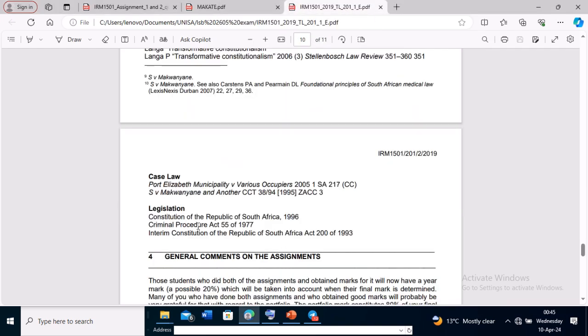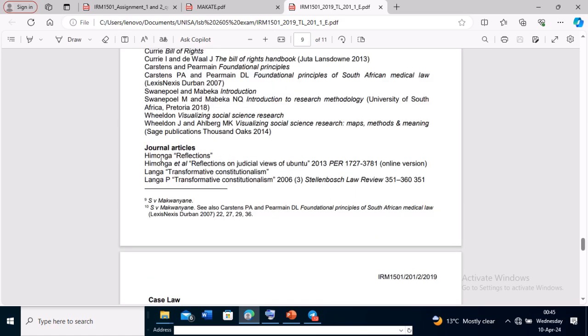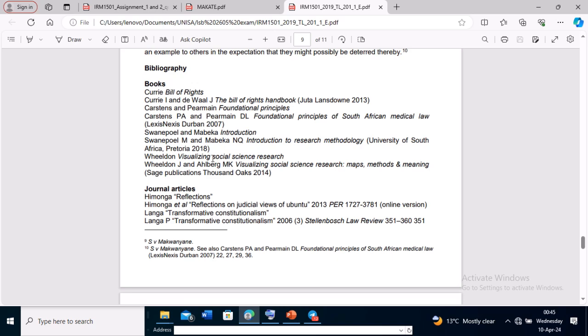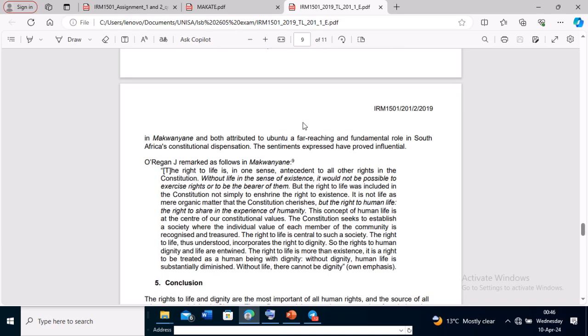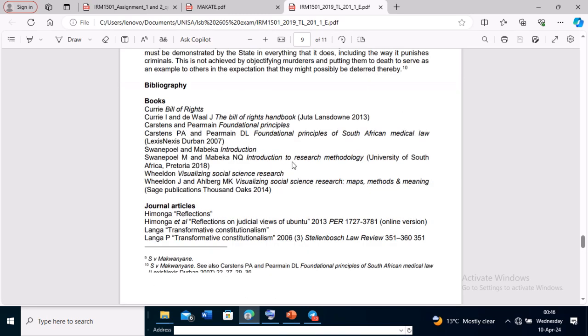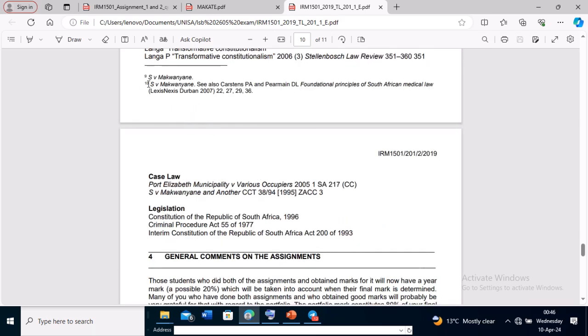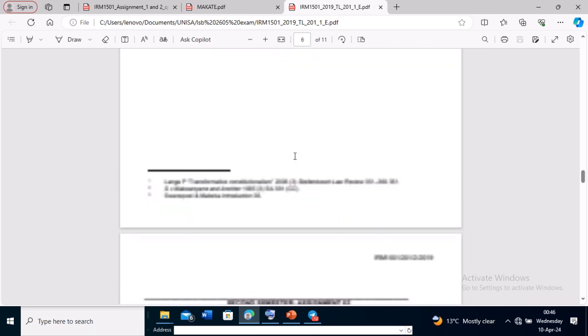Then at the end it's going to look like this. Legislation, as you can see, Constitution of the Republic of South Africa, and then municipality, and then we have generally, we have one journal article, and then we have books. You can always put one. And then the other thing that I say is that these things need footnotes. You see, footnote number 9. Here it is.